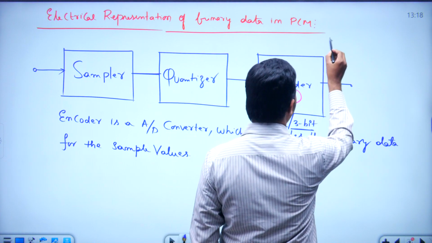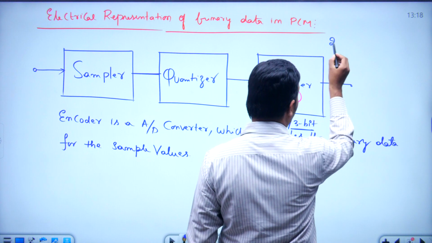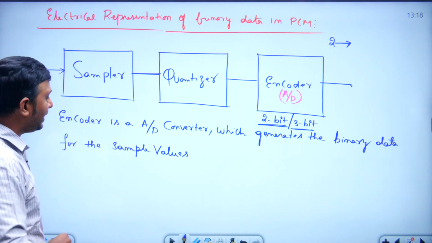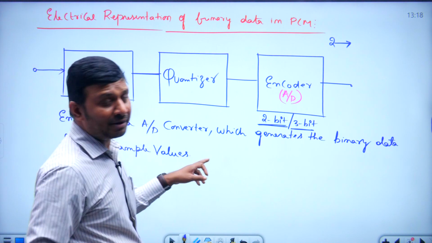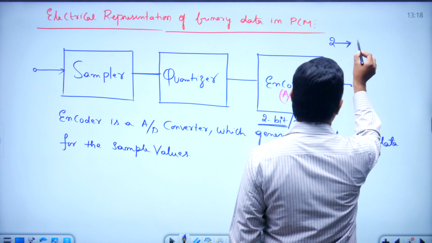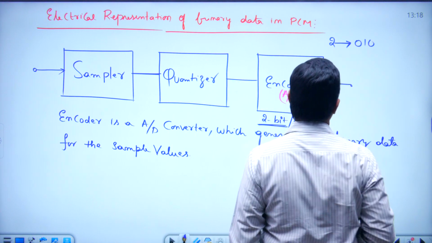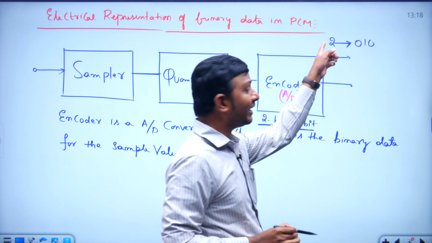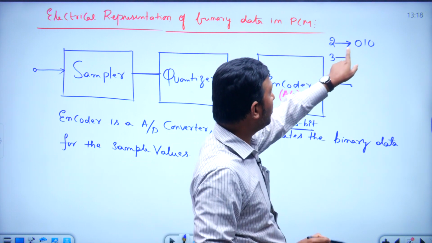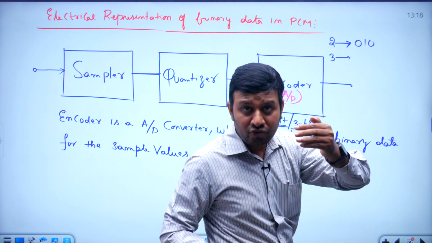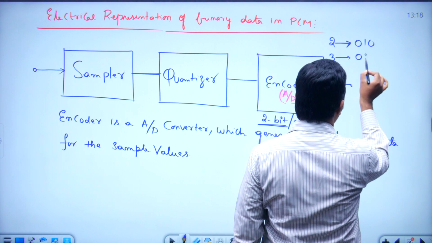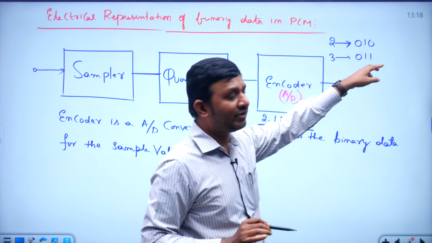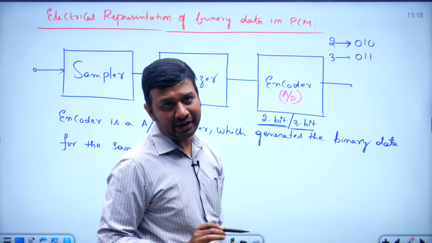Suppose I get a sampled value, that is a quantized value, of 2. What is this encoder doing? The encoder generates the binary data for the sample values. Binary data means 3 bits, so I can write 0, 1, 0. Suppose my sample value after quantization is 3: that is 0, 1, 1. After quantization, round-off values of 2 give 0, 1, 0 and 3 gives 0, 1, 1, because it is a 3-bit A to D converter, right?